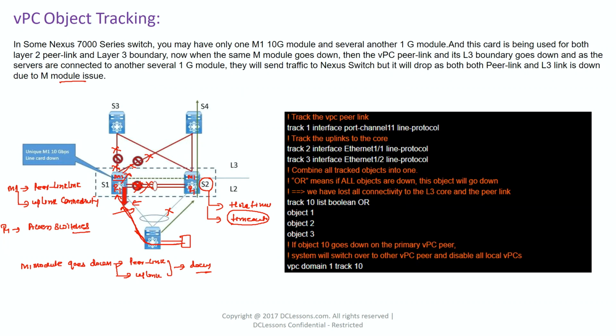Once it goes down, it will shut down the F1 access port also. Let me use a different link color. So it will shut down this cable also. In that case, I have only one path available and my traffic will go from here to here.